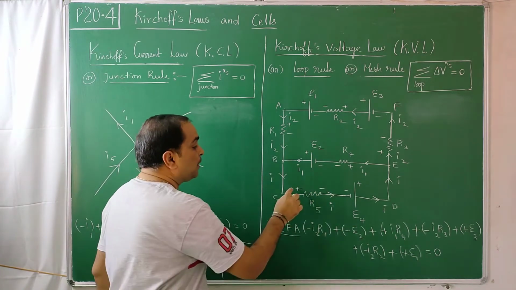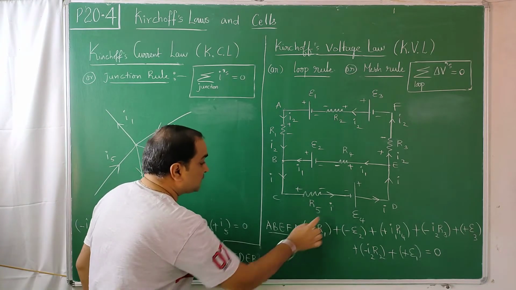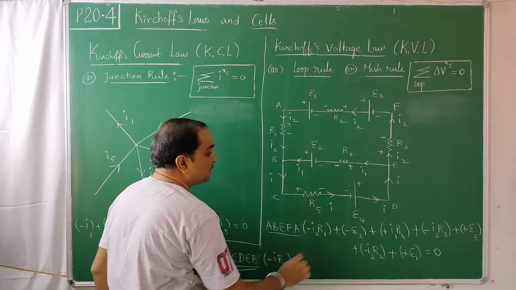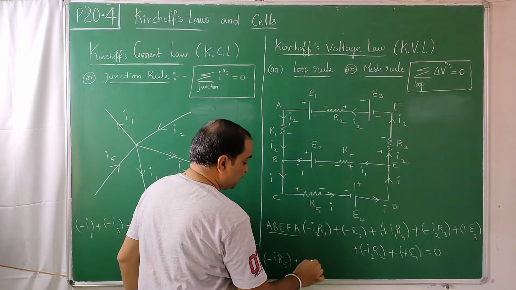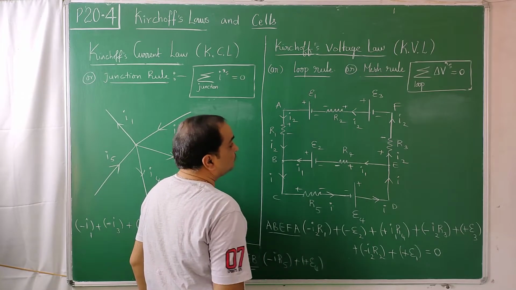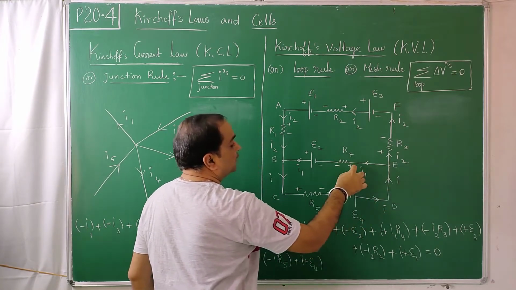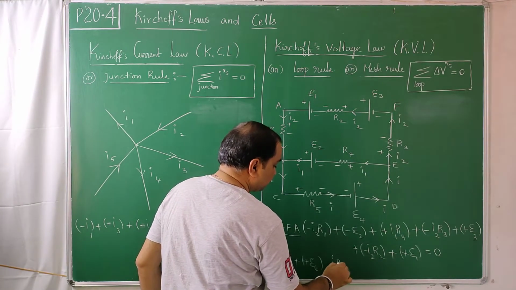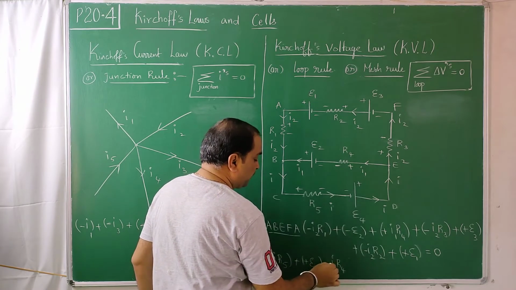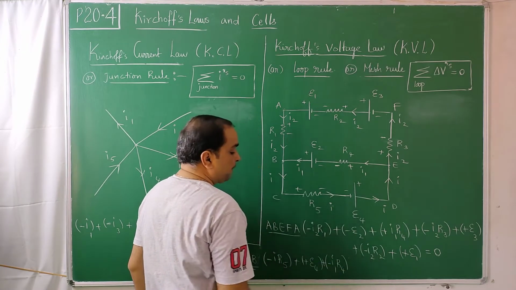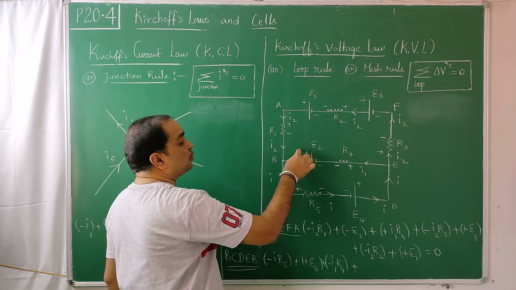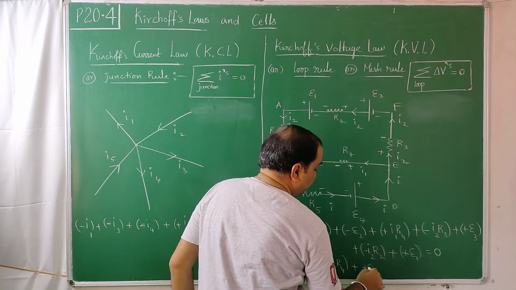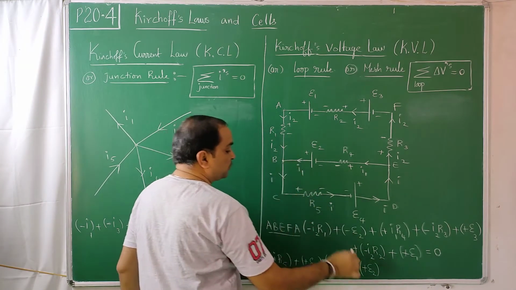I forgot to put it. Now plus to minus is a drop: minus IR5. Minus to plus is a rise: plus E4. Next, nothing here, it comes like this. Plus to minus is a drop: I1 R4. Then minus to plus is a rise: plus E2. You came back to B, so it's equal to 0.